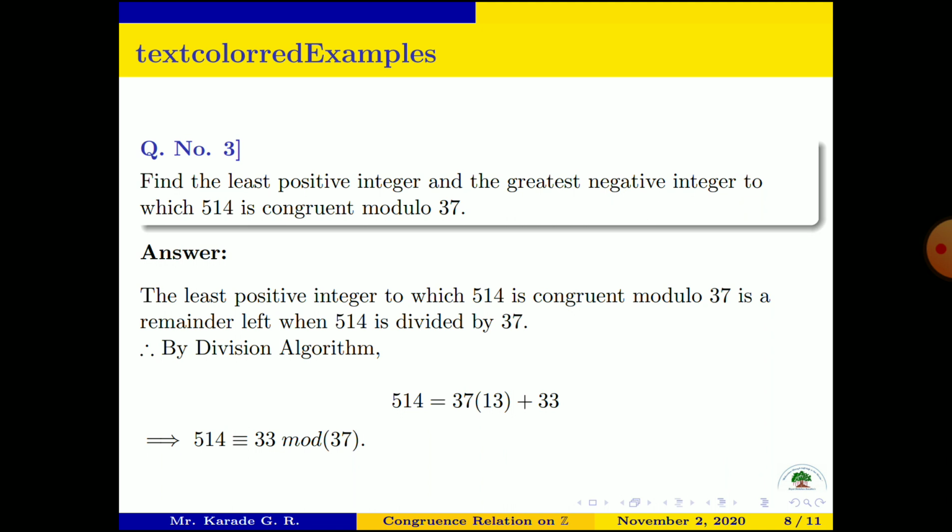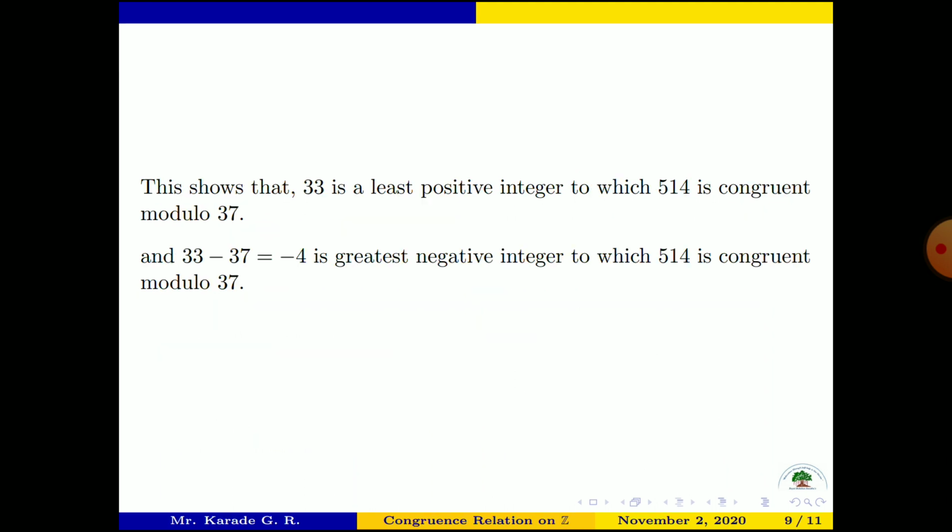Now we have to find the greatest negative integer which is also congruent to 514 modulo 37. For that we just take a difference of 37. So this shows that 33 is the least positive integer to which 514 is congruent modulo 37, and taking the difference 33 minus 37, it gives minus 4, which is the greatest negative integer to which 514 is congruent modulo 37.